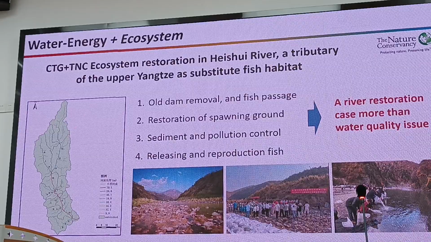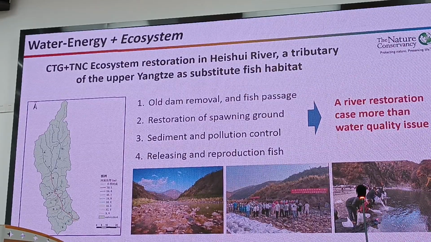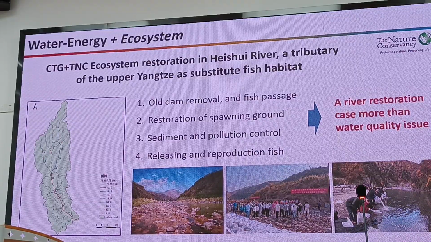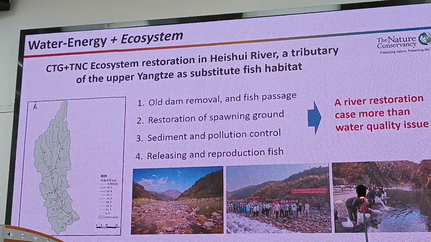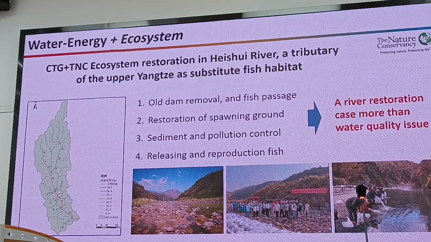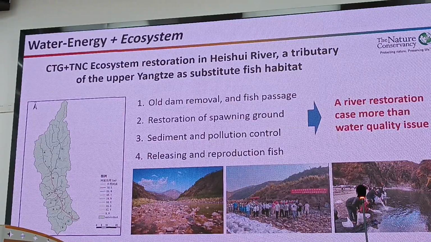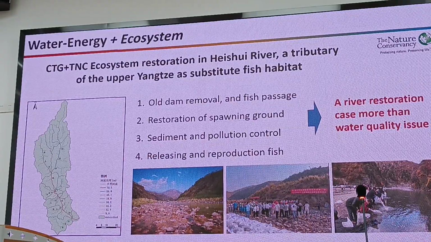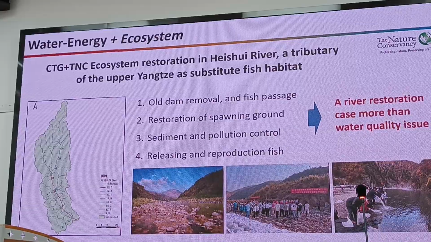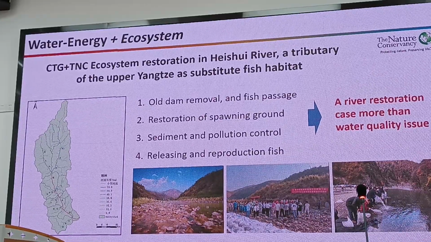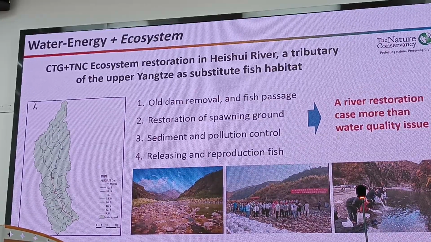And this is the ecosystem restoration at the Nature Conservancy. They are working on fish spawning and activities such as old dam removal, rebuilding fish passages, restoring spawning grounds, setting up pollution control, and releasing fish for reproduction. River restoration pays attention to more than water quality itself. So that's why we have to think about eco-hydrology as the solution.